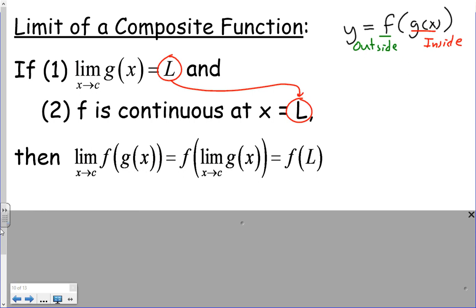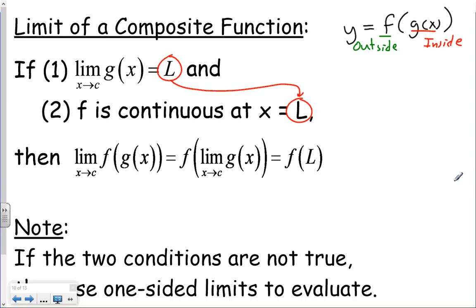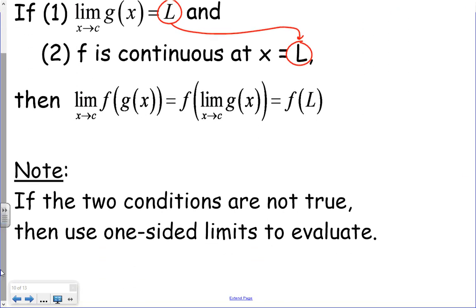However, we're going to see functions where we don't meet these conditions. So the question is, how do we deal with those? That's what this note down below is for. If the two conditions are not true, it could be that you meet one of them but not the other, or you don't meet either one. Doesn't matter. If you don't meet both of those conditions, then you're going to have to use one-sided limits to help you evaluate this. We'll see some examples to illustrate how to do that. We'll consider what's happening from the left side, and from the right side, and see if those two give us the same result for this composition.